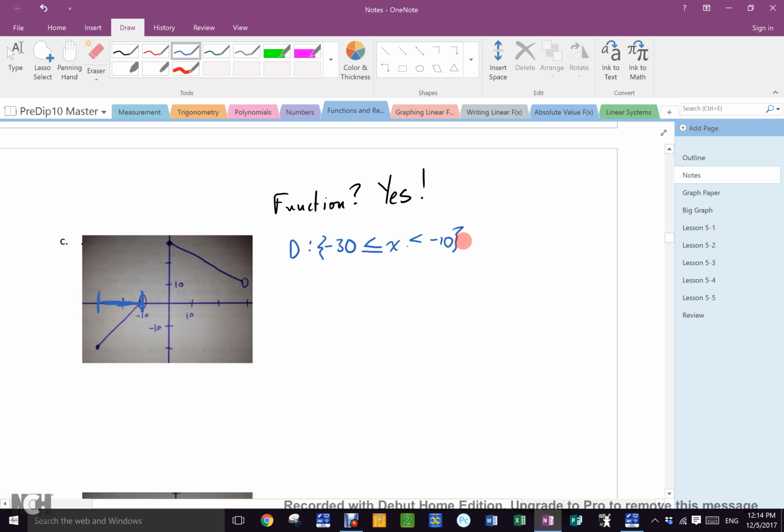Now what about 10? What happens here? It restarts. It restarts with what kind of dot? A closed dot. What value is it? 0. And what does it go up to? 30. Does it get to positive 30?